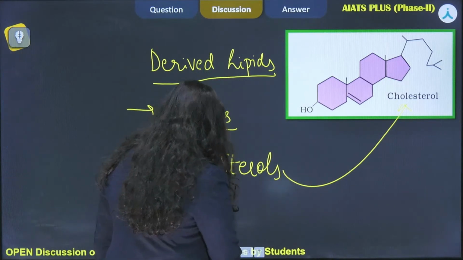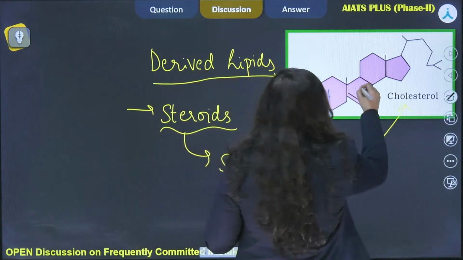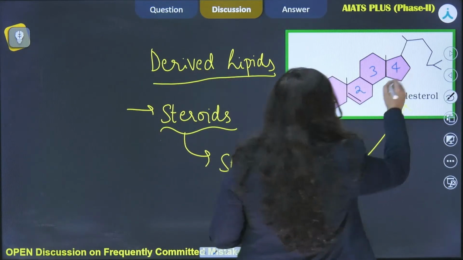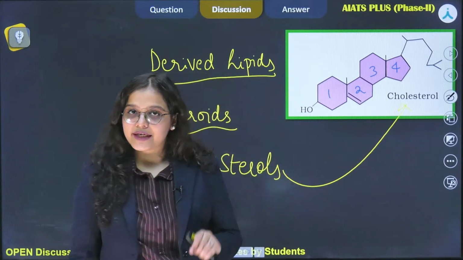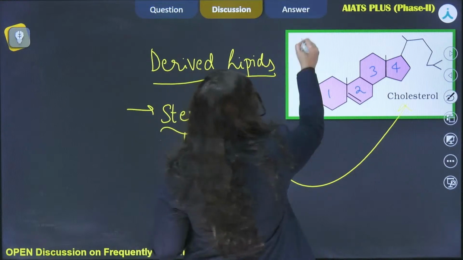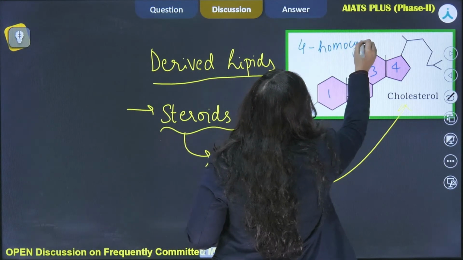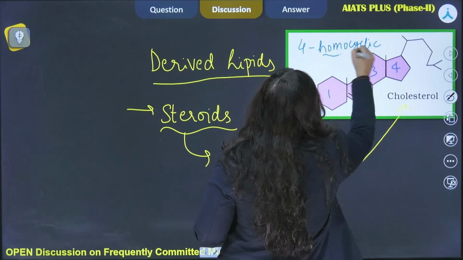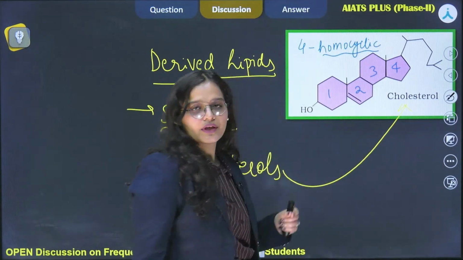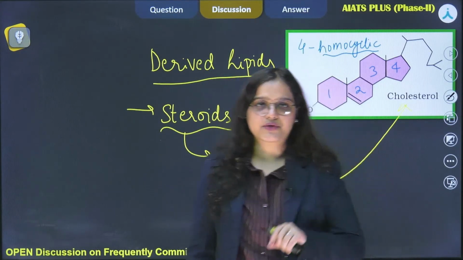A question can often be asked in this way: how many rings are present in the structure of cholesterol? So we can say that there are 4 rings present, and it is important to note here that they are 4 homocyclic rings. This is also one of the words used in the question to complicate it, that is, whether these rings are homocyclic in nature or heterocyclic in nature.